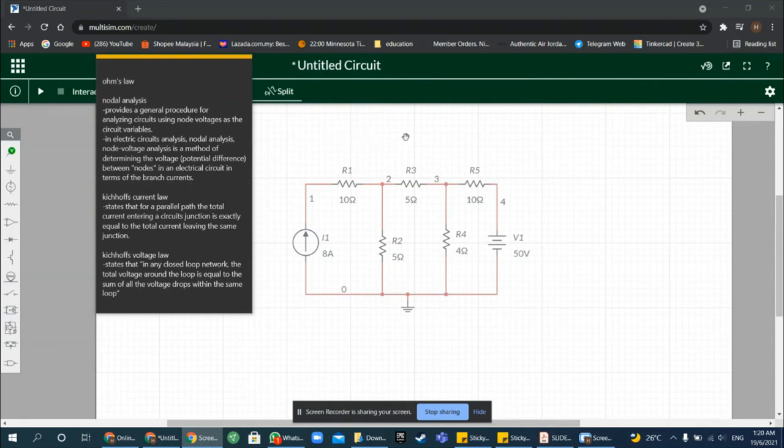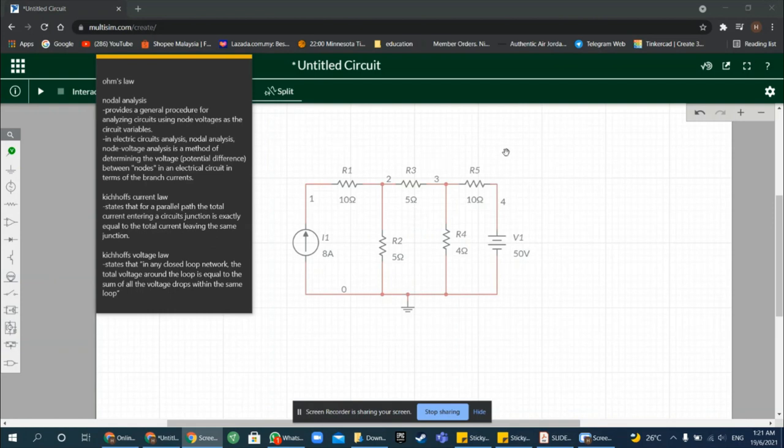So in this video, we are going to introduce briefly about nodal analysis and the calculation. So this is the example question for our nodal analysis. Nodal analysis provides a general procedure for analyzing circuits using node voltage as the circuit variable.